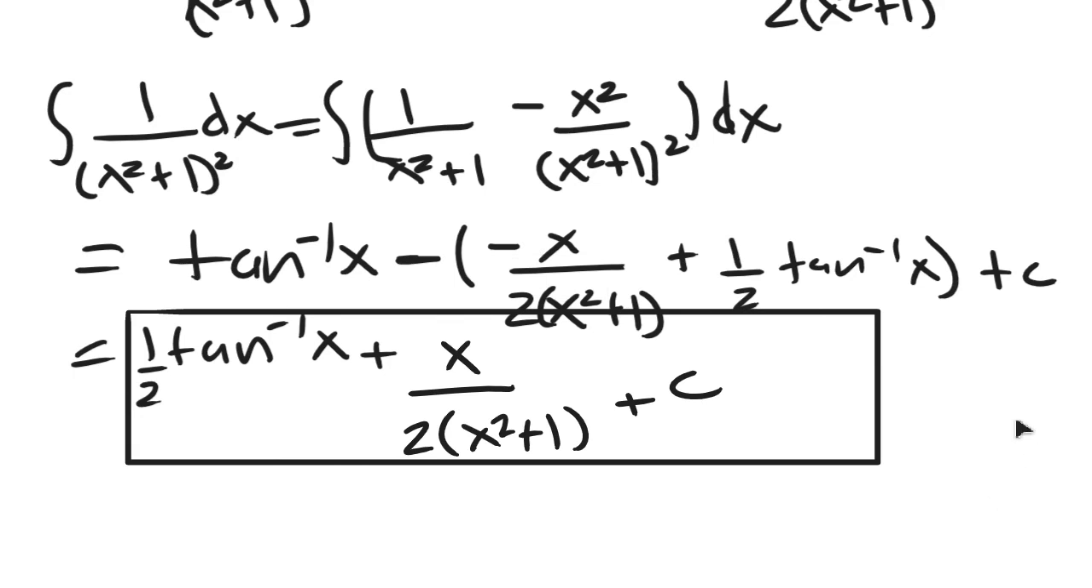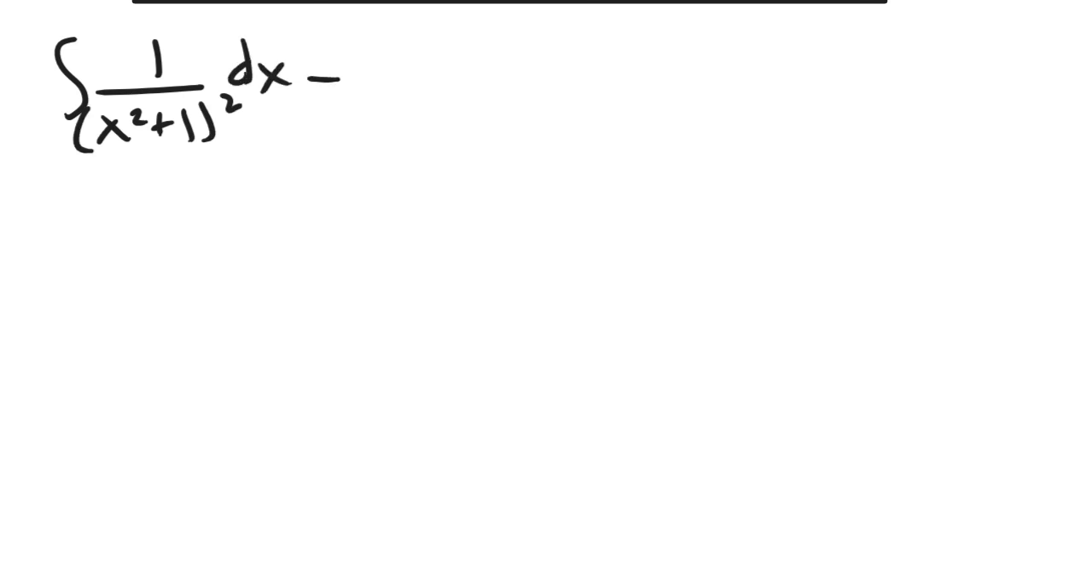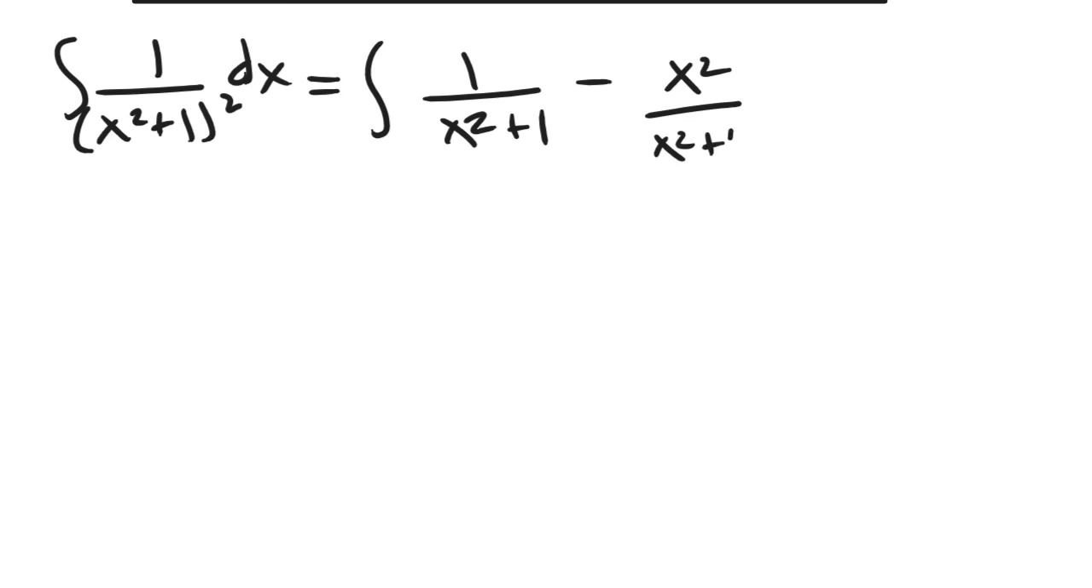Now, how that might relate to how you can use that is, for example, remember that the key was that you started off with the integral of 1 over (x squared plus 1) to the second power, dx, right? And we rewrote it as the integral of (1 over x squared plus 1) minus (x squared over (x squared plus 1) to the second power), dx, right?